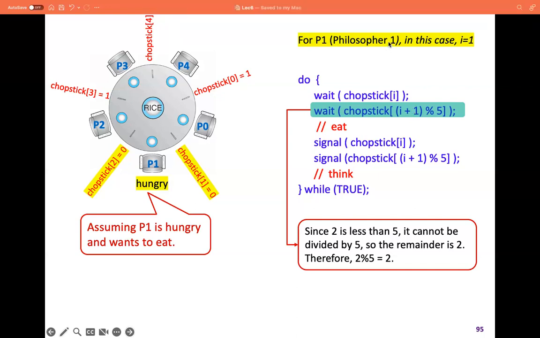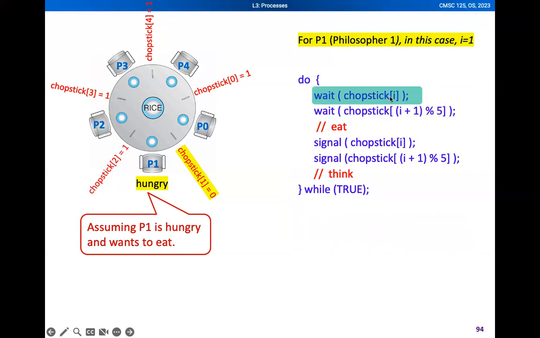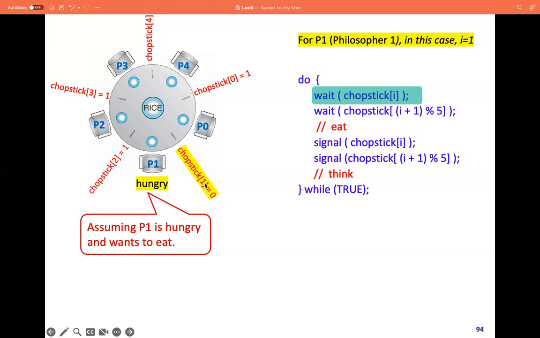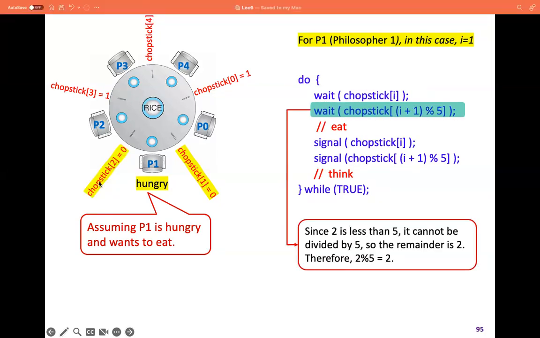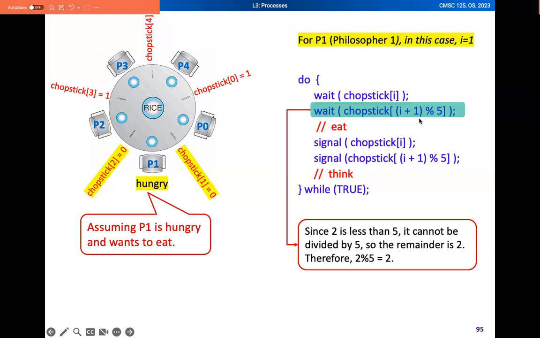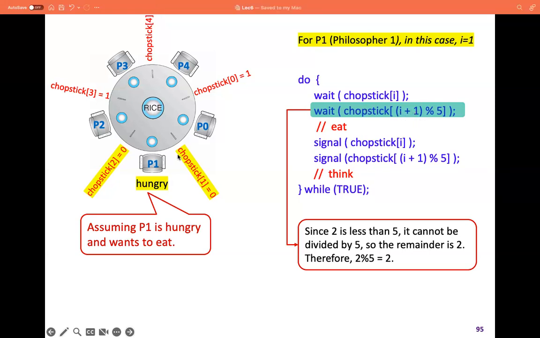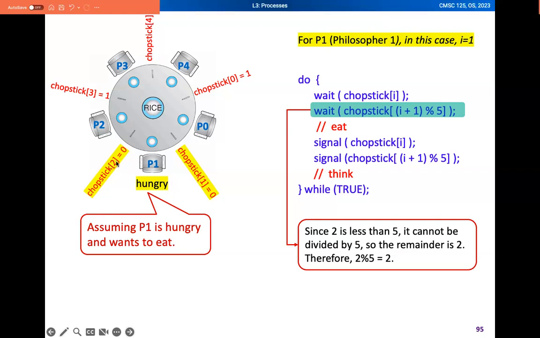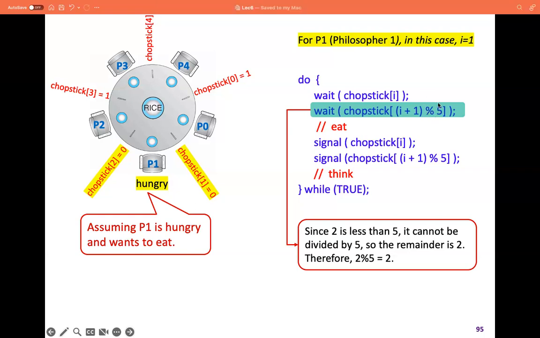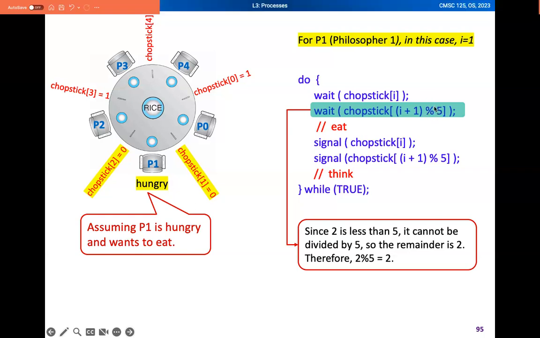So we have philosopher 1. In this case, i is equal to 1. So initially, it picked up chopstick of i, which is equal to 1. And then next it tries to pick up chopstick of 2. You can see here that we have i plus 1, or 1 plus 1, and this evaluates to chopstick of 2. But we have a modulo of 5 here. So 2 modulo 5. Later I will explain why we have a modulo of 5 here, but naturally, this will evaluate to 2.